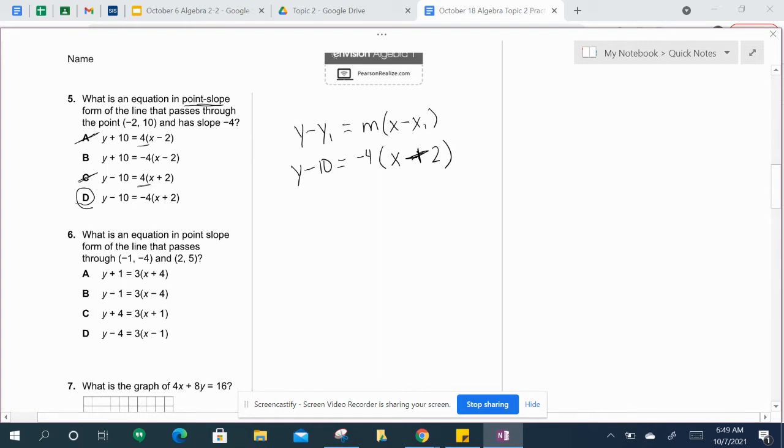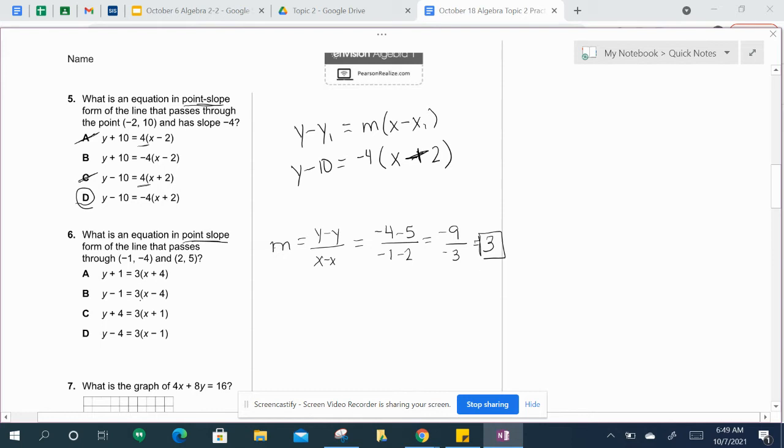One more in this form, number 6, says what is an equation in point slope form? This time they don't tell me the slope, so my first step is to find the slope. Slope is found by taking y minus y over x minus x. So in this case, I'm going to take negative 4 minus 5 over negative 1 minus 2. Negative 4 minus 5 becomes negative 9, and negative 1 minus 2 becomes negative 3, and negative 9 divided by negative 3 becomes a positive 3. So I know my slope is 3.